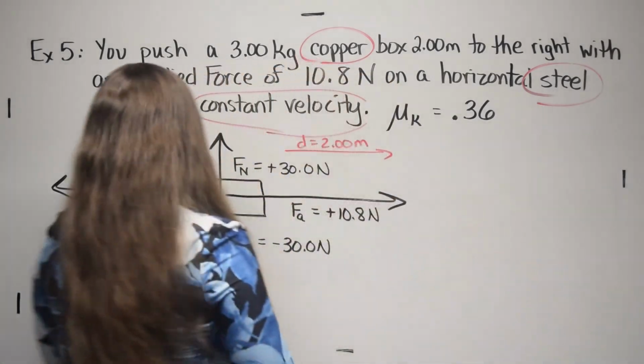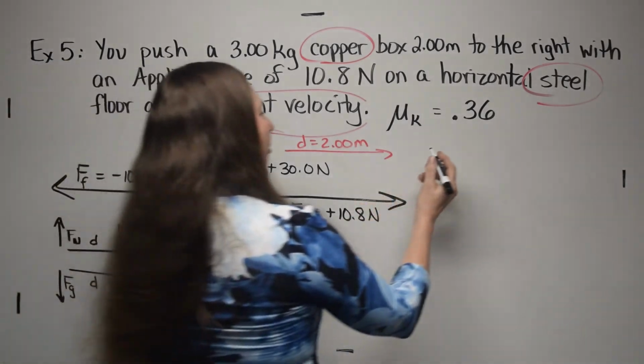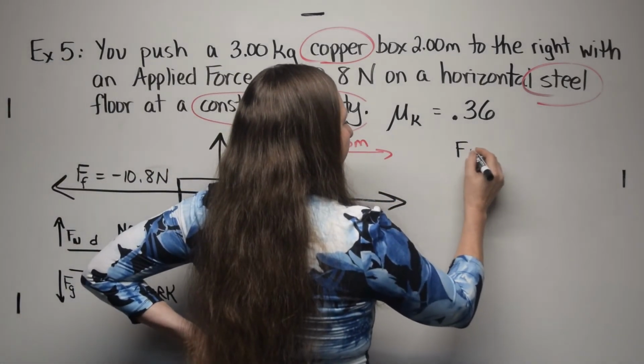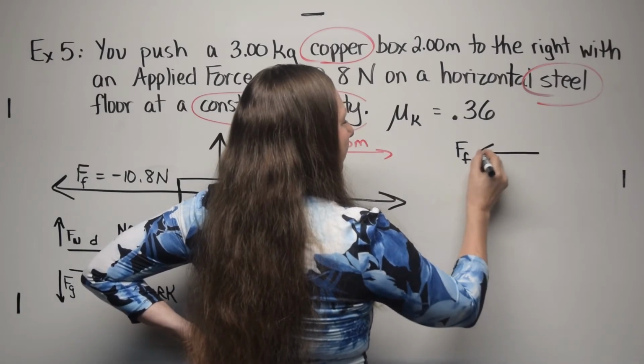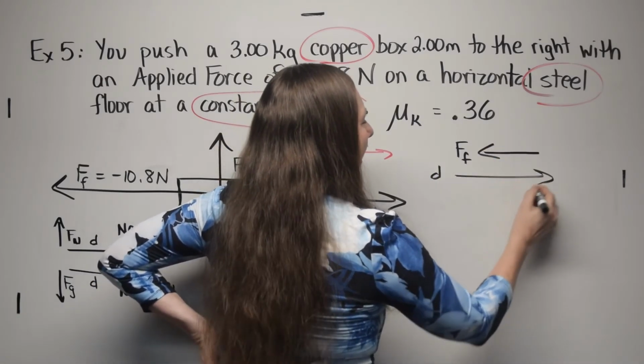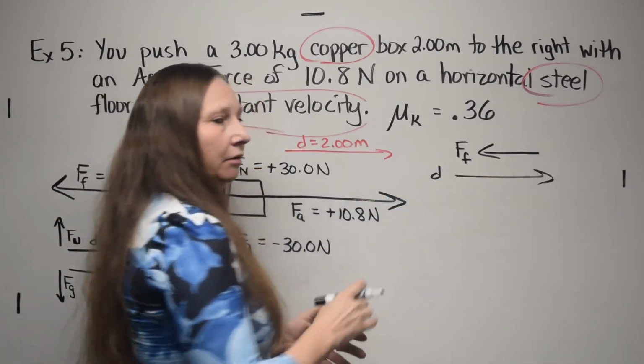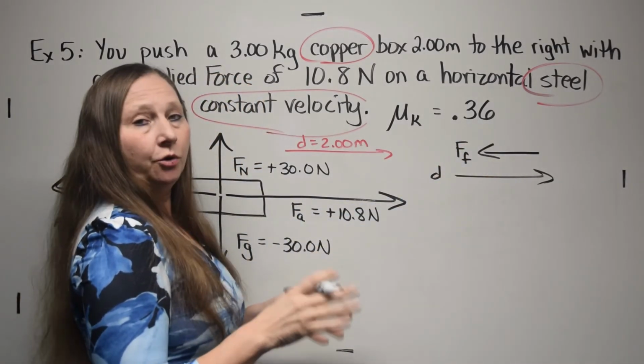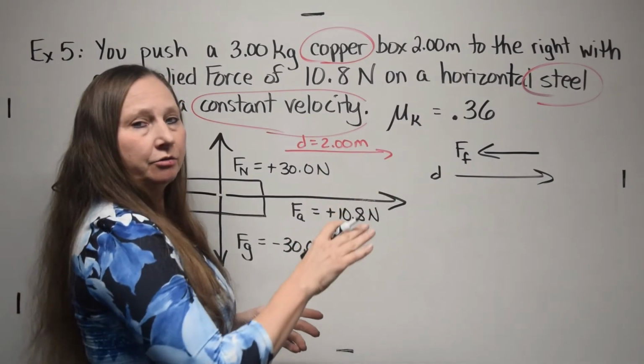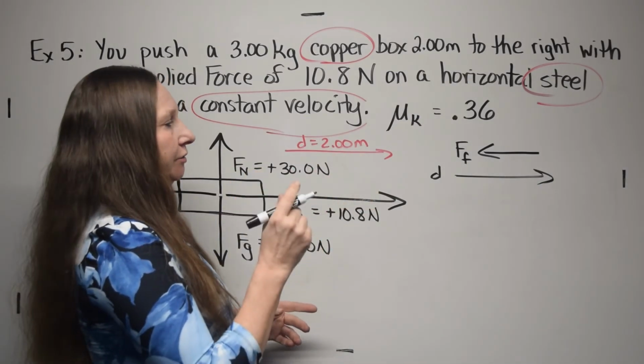The friction force, FF, is to the left. The displacement is to the right. They are parallel to each other. So the friction force is doing work. They're opposite directions, so the friction force is doing negative work.